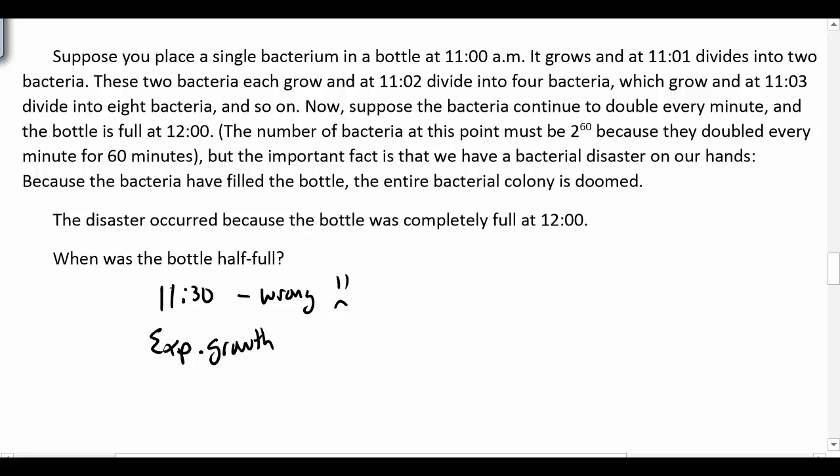So if it's an exponential growth, doubling every minute, and it was full at 12, then take half of that away. It must have been half full at 11:59, because in that 1 minute it must have doubled. So that's the watch out when you make these assumptions. When we think it's a linear growth, we understand what that means, but just be careful when you're comparing linear versus exponential.